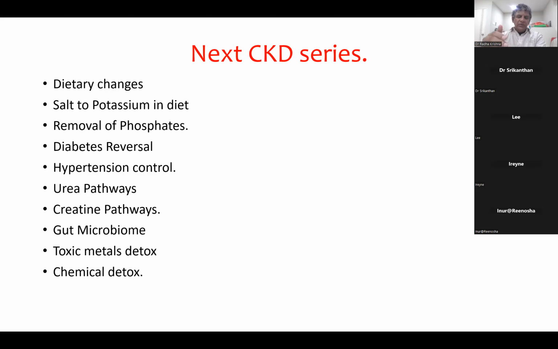That is the reason we're asking you to do a B12 injection. Then we also help you understand where the urea pathway takes place. For example, the urea cycle starts from the liver, not the kidney. So once you clear the fatty liver, automatically the urea comes down, and creatinine levels will follow. These pathways I'll teach, we will learn together over the CKD series. The gut microbe we will also go through in detail, and how to remove toxic metals and chemicals in the body. These are the series we are going to do one by one.